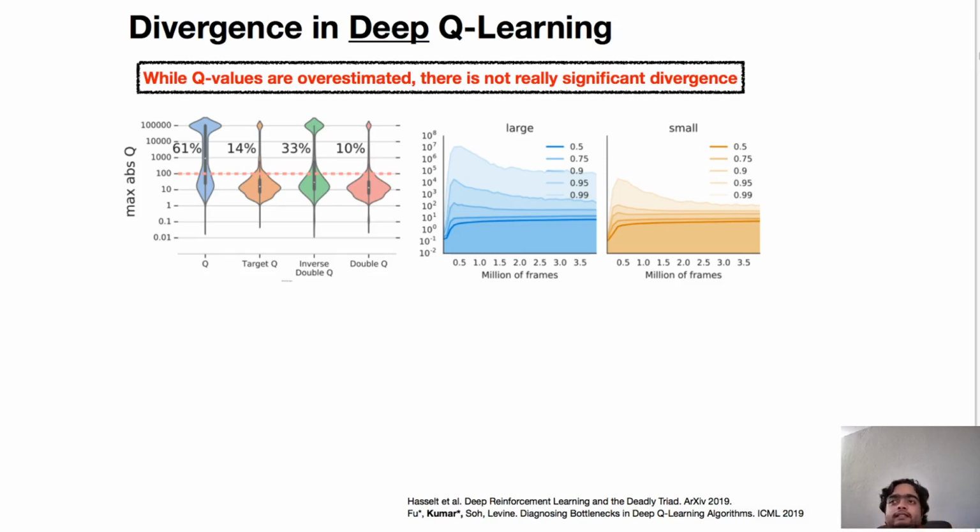It's pretty surprising in a sense because Atari is a complex domain. You have to learn from images, and you have to fit so many data points because you have a very big buffer and so on. But that's pretty interesting that divergence does not happen.